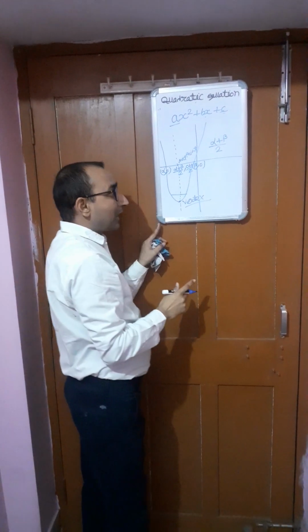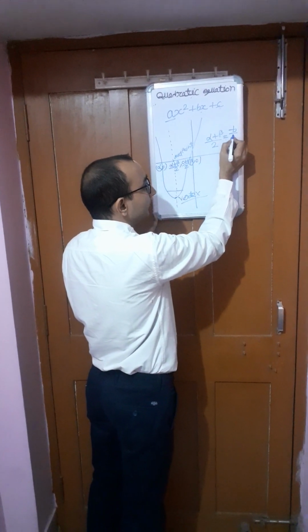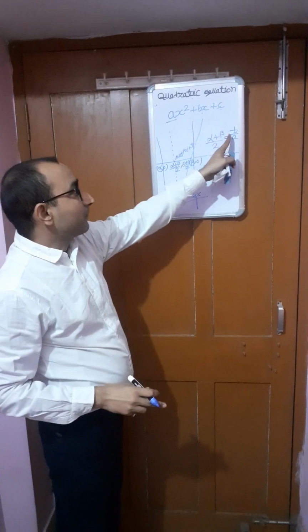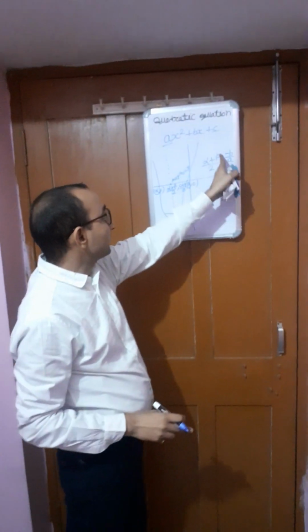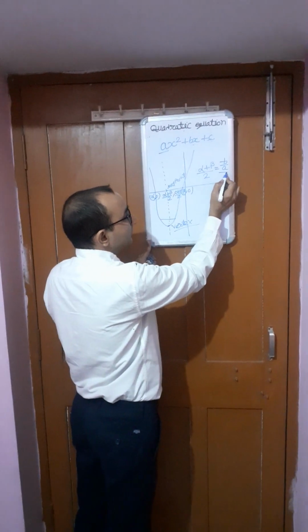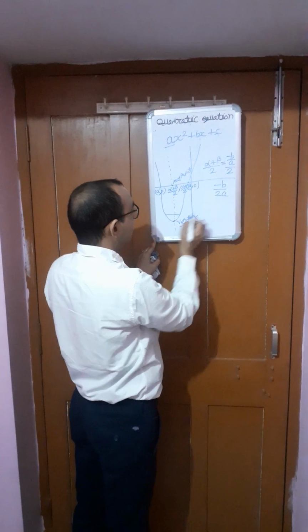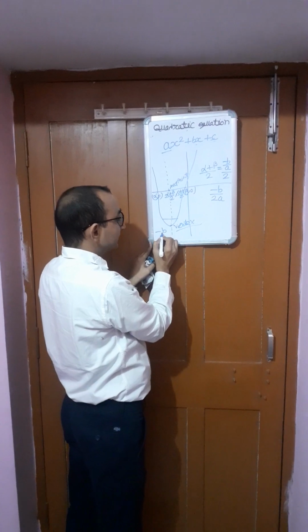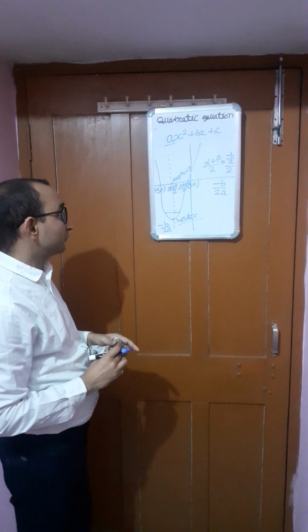You know alpha plus beta equals minus b by a, if alpha and beta are the solutions of the equation. Then alpha plus beta by 2 becomes minus b by 2a. So the value of x here is minus b by 2a.